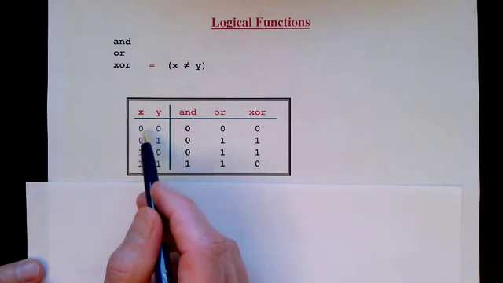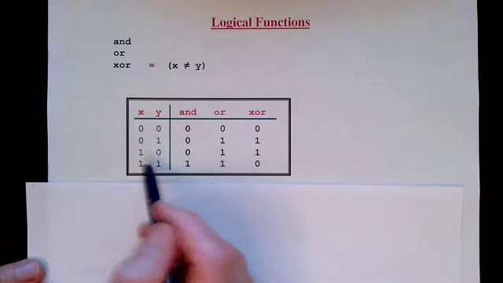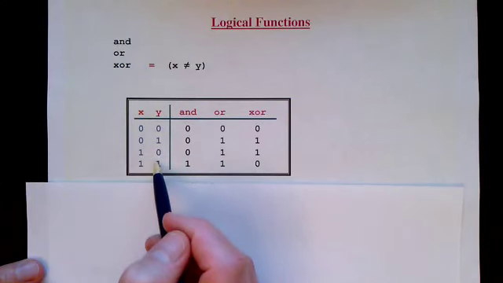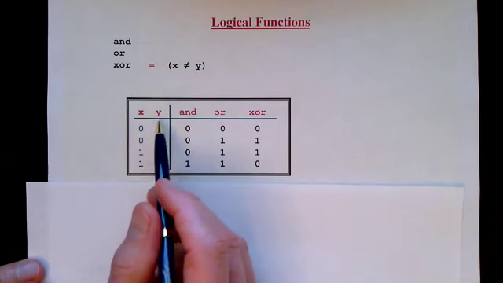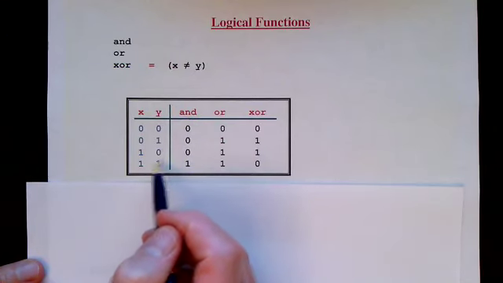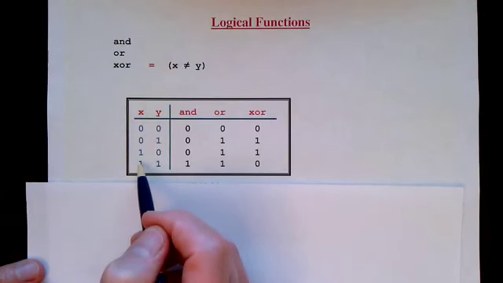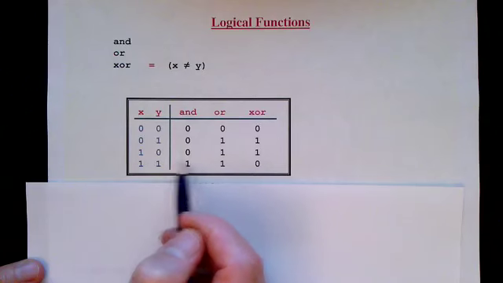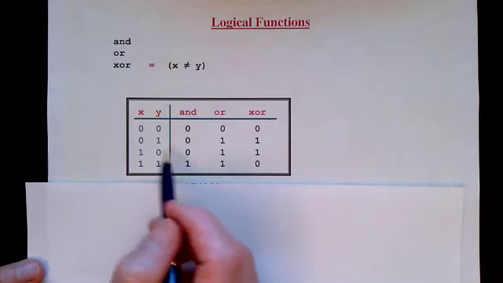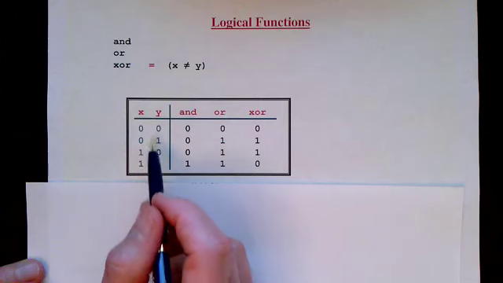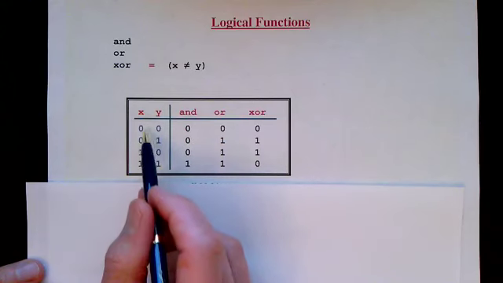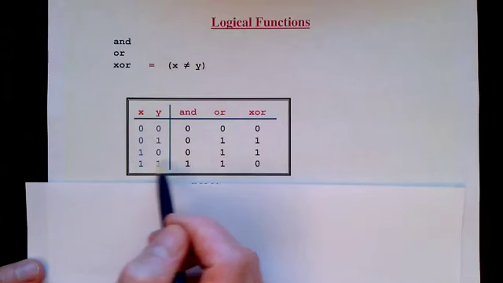Notice these are just all the 2-bit binary numbers, 0, 1, 2, and 3. These are all of our combinations of x and y. Now, AND is defined to be 1 when both of the two arguments are 1. So if x is 1 and y is 1, then x AND y, which is shown in this column, is 1. If either x or y is 0, then x AND y is 0. So x AND y is 1 in only one case.